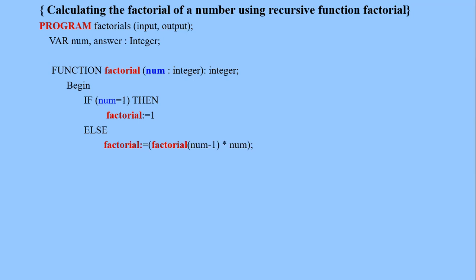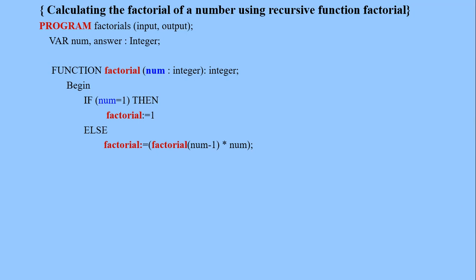That is, the value of num will be 1. So for example, if you enter 10, it will be 10 times factorial of 9, which is 9 times factorial of 8. Factorial of 8 is 8 times factorial of 7, all the way. So the value of num will continue decreasing until it becomes 1. And that is when the final answer of factorial will be sent back. So it will be the product of num times factorial of num minus 1.